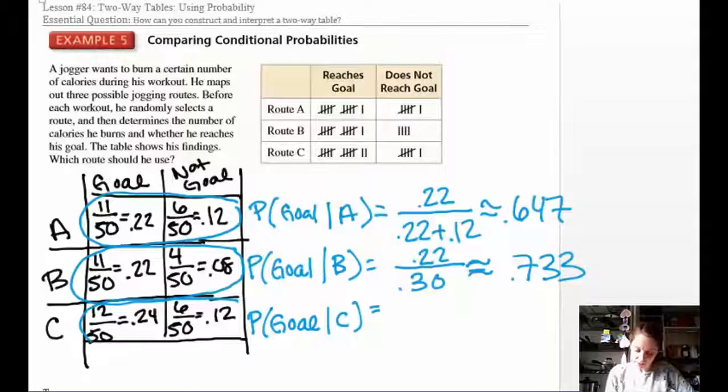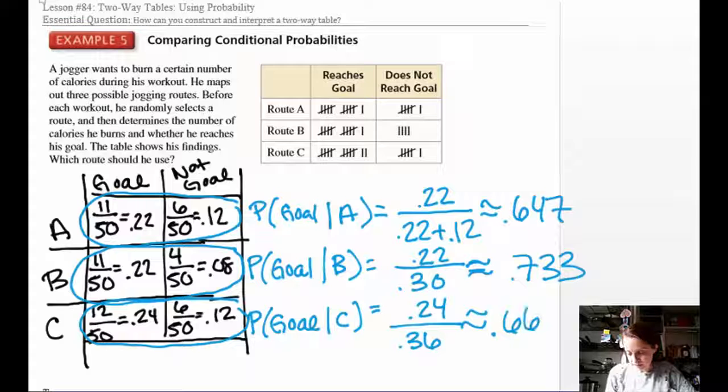Finally, with C, the denominator is going to be 0.36. The numerator, his goal, is 0.24. Approximately 0.667. Let me not put it as a decimal and a percent at the same time.